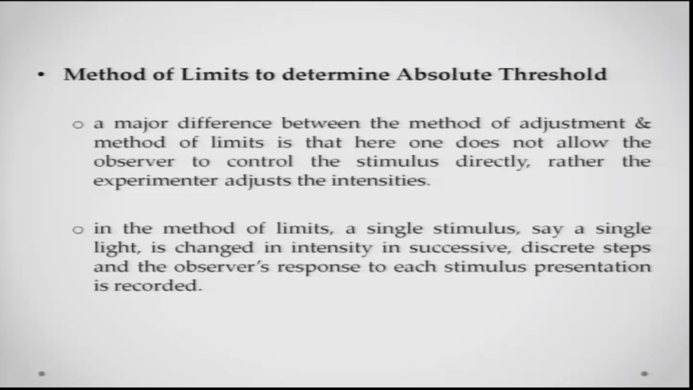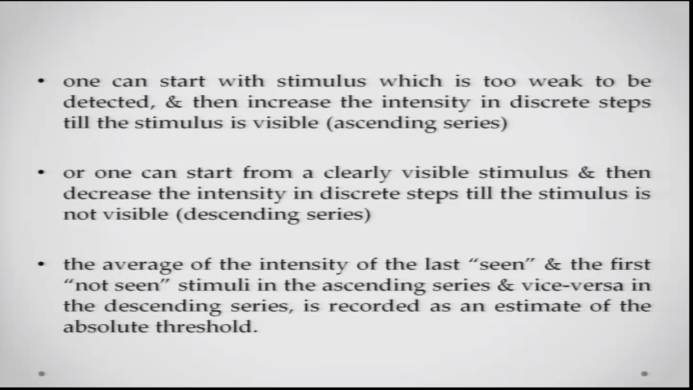You will give me answers at particular points, I will note that down, and I'll probably do the same as I did with the method of adjustment. I'll go once in an ascending way, increasing steps, once in a descending way, decreasing steps, and I'll take an average of those values. This average of the intensity of the last seen and the first not seen, similarly in the ascending and descending series, is then recorded as the absolute threshold.